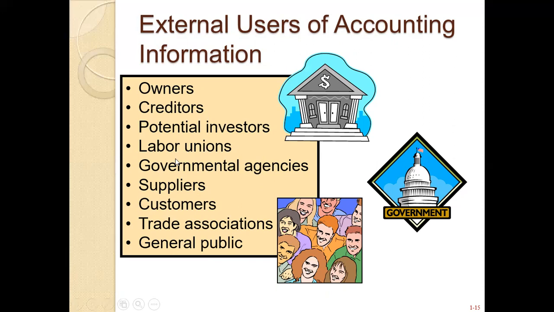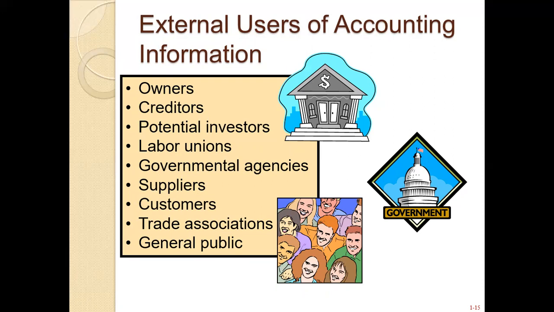Labor union, simple. They want to see the accounting information because they know about the company relationship. They want to make a good relation. If the company pays their labor on time, then the labor union watches the company's progress. Do they pay easily or not?